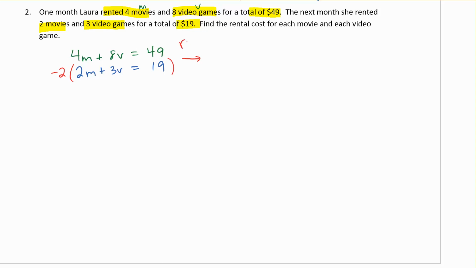So let's rewrite my system of equations here. 4M plus 8V equals 49, and -4M minus 6V equals -2 times 19, -38. So now let's add those equations together. So you just add your columns straight down. So the M's cancel, and 8V plus -6V is positive 2V. 49 take away 38 is 11.